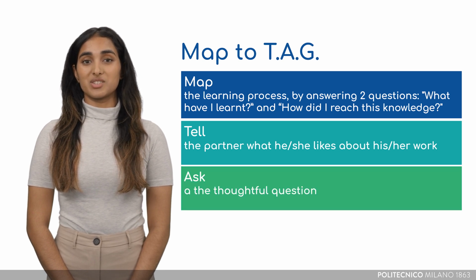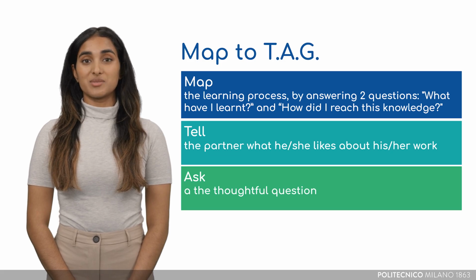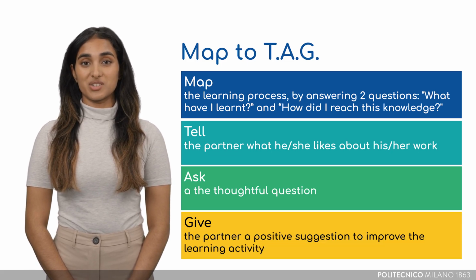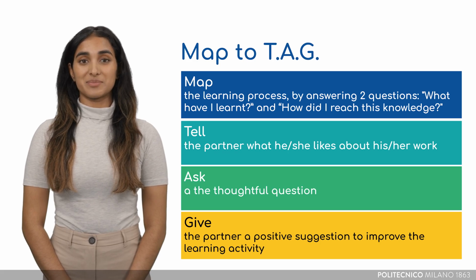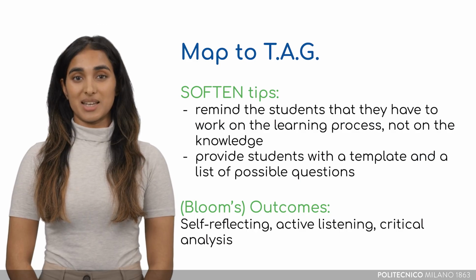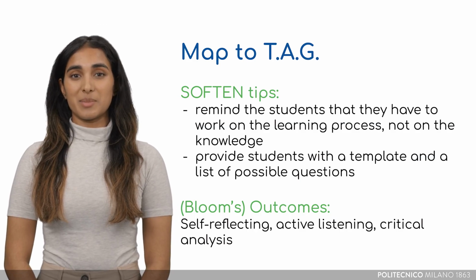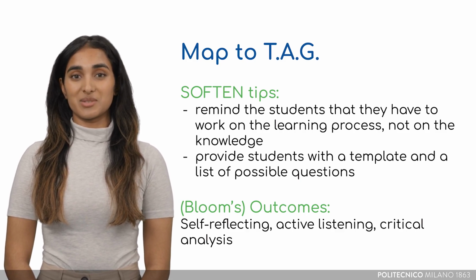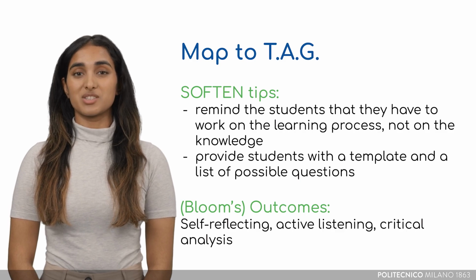Asking a thoughtful question. This takes a bit of modeling, and it can be useful to have sentence starters for this section. Giving the partner a positive suggestion to improve the learning activity. When we use this technique with a metacognitive objective, we have to remind the students that they have to work on the learning process, not on the knowledge. You can provide students with a template and a list of possible questions.